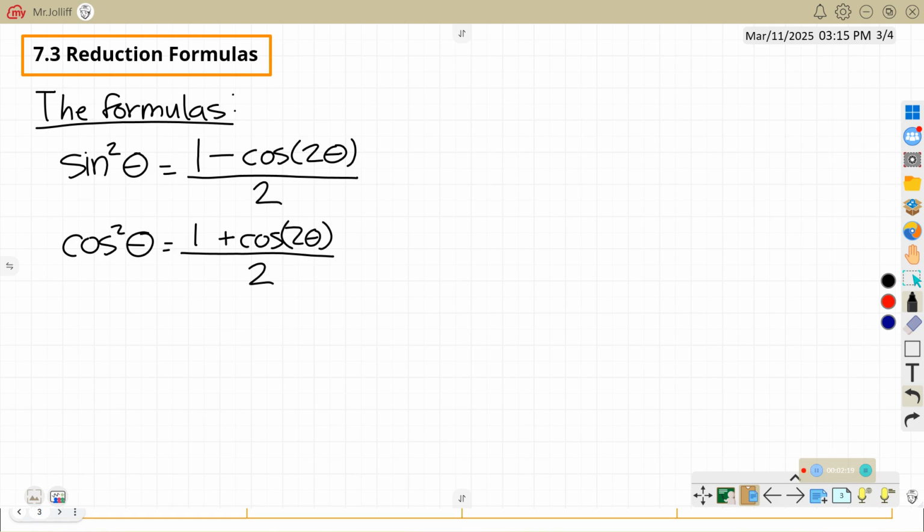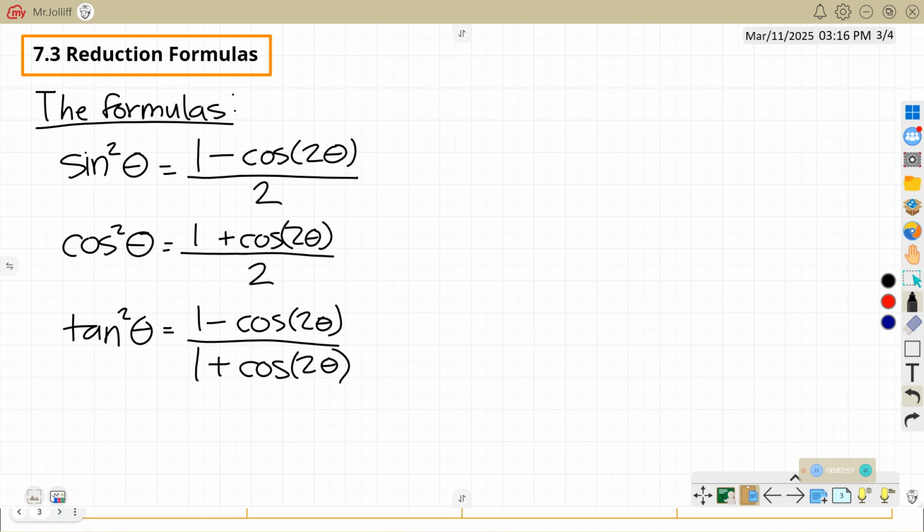And then we get tangent. Tan squared theta. And tan's formula comes from the definition for tangent. Tangent is what over what? It is opposite over adjacent, which matches up to sine over cosine. So we're taking the sine formula, dividing it by the cosine formula. Since they both have 2's on the bottom, the 2's are going to cancel. And I'm just going to be left with 1 minus cos 2 theta over 1 plus cos 2 theta. It's just the ratio of the sine and the cosine functions.